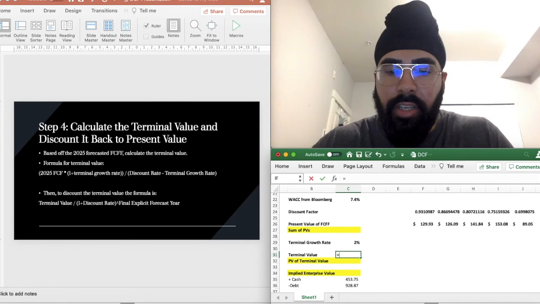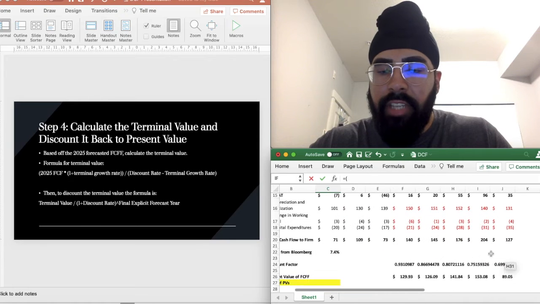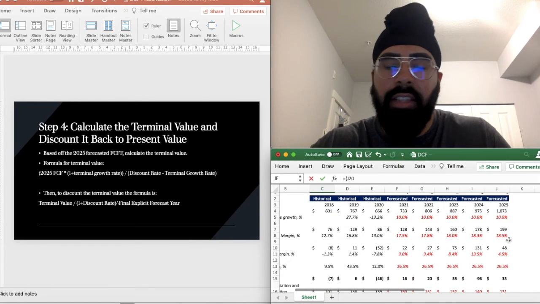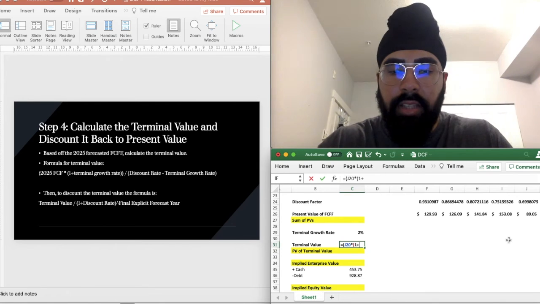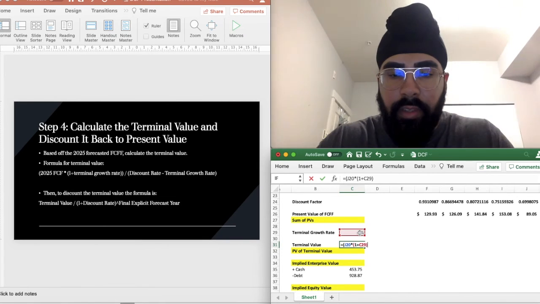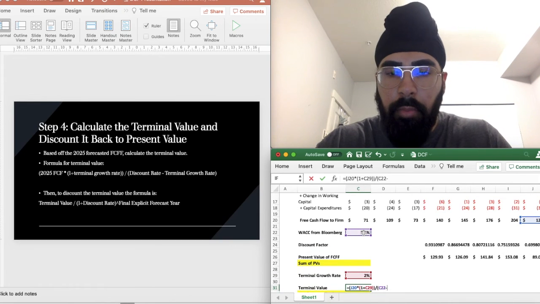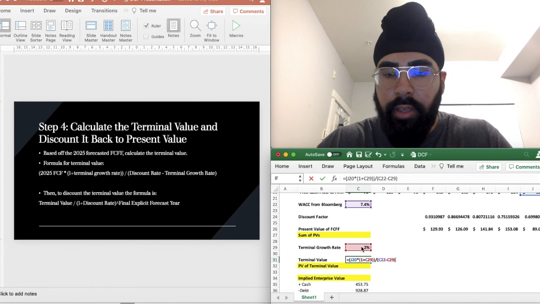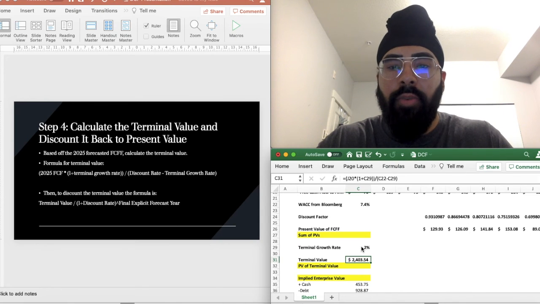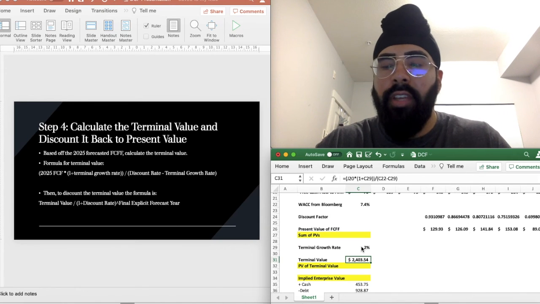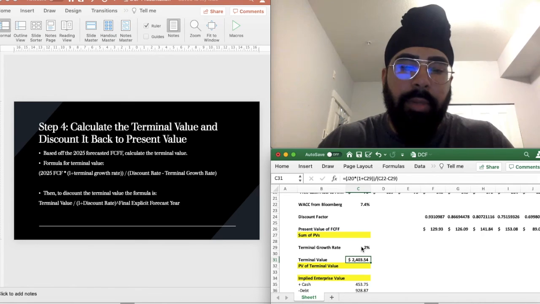We'll calculate the terminal value right here. So the calculation is you want to get the free cash flow from 2025, or the last year in your explicit forecast period, multiply that by 1 plus the terminal growth rate, and then you divide that by the discount rate minus the terminal growth rate, and there you go. That's your terminal value. So that is the value at 2025 of all the free cash flows that you will get from 2025 into perpetuity, if that makes sense.